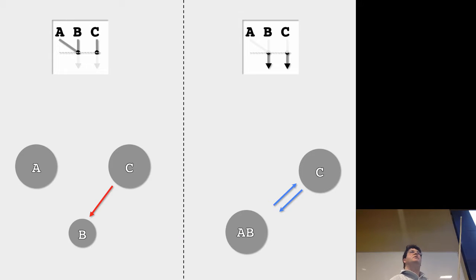So in this case, I can create a model where I have just migration from C to B, and then reciprocal migration from AB to C. That's one possible model. Of course, what we do in reality is try a whole bunch of these models.